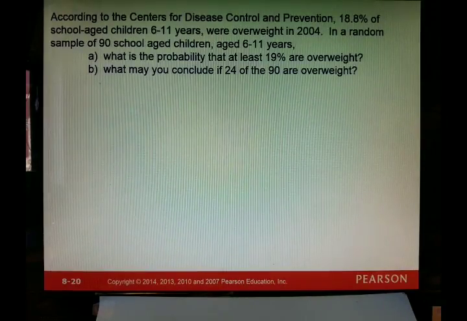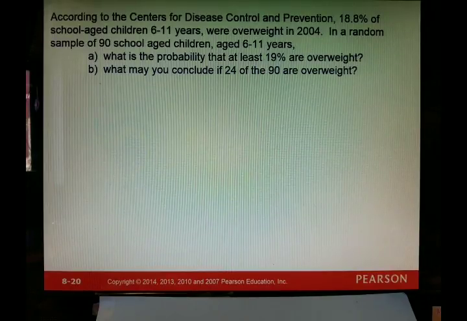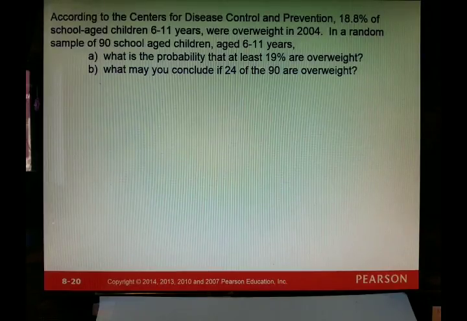According to the Centers for Disease Control and Prevention, 18.8% of school-aged children 6 to 11 were overweight in 2004. In a random sample of 90 school-aged children aged 6 to 11, what's the probability that at least 19% of them are overweight? And B, what may you conclude if 24 of the 90 are overweight?